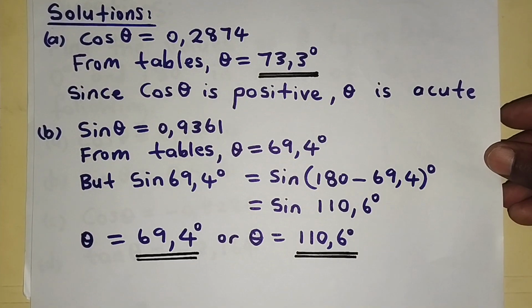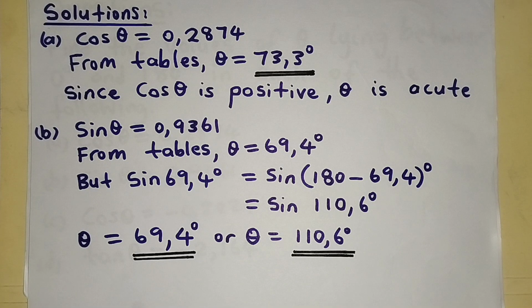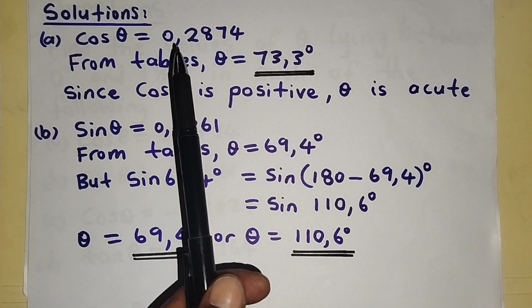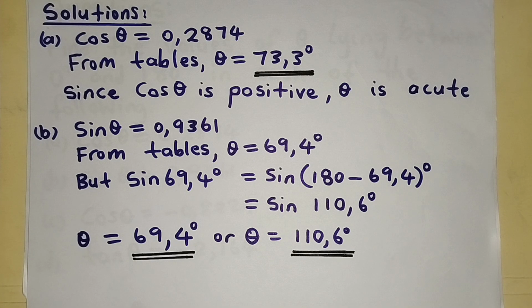It's for the first question. It says cos theta equals 0.2874. So from the tables, we get that theta is 73.3 degrees. Since cos theta is positive, you can see here there's no negative sign here. So cos theta is positive. Since cos theta is positive, theta is acute. So between 0 and 180 degrees, if cos theta is positive, theta is an acute angle.